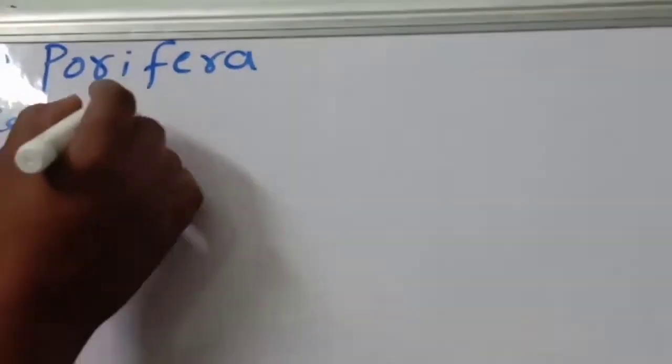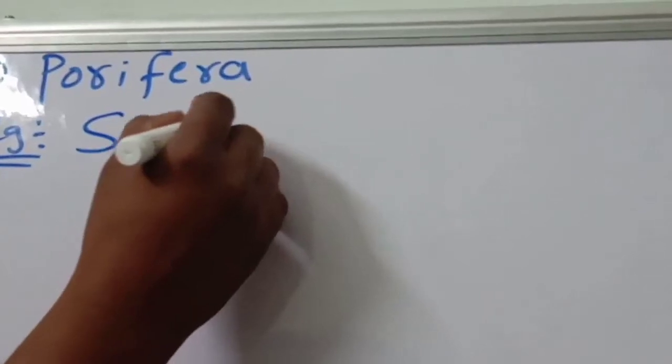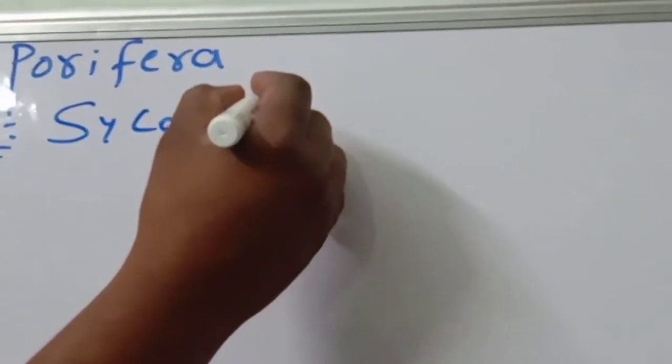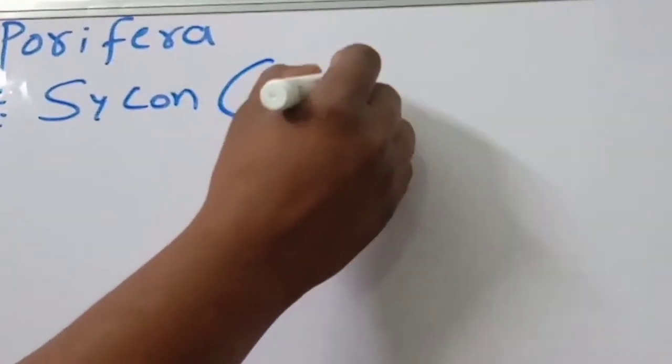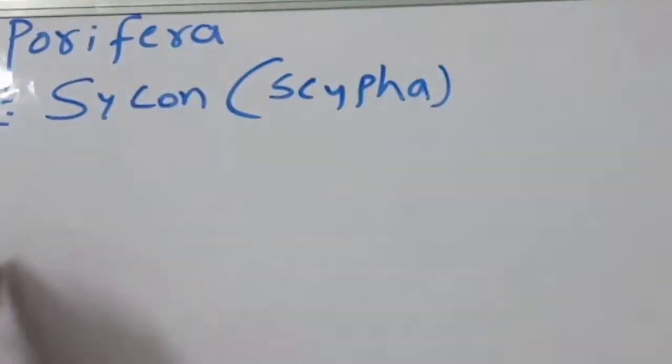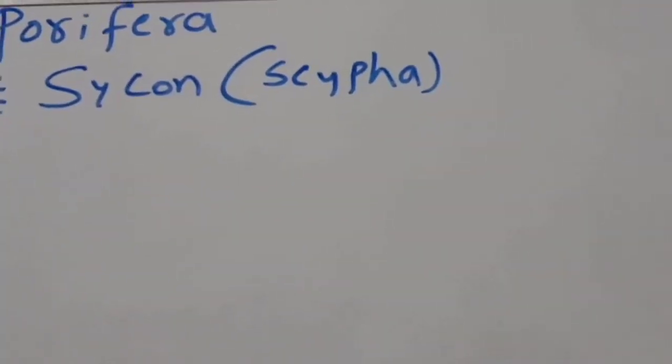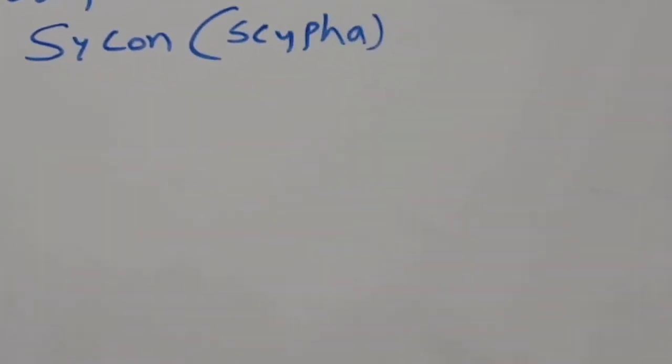Porifera examples. Okay, I am giving. Yesterday I wrote, again I am writing. Scypha, it's a Sycon. Okay, what we called Scypha. Another name is Scypha. The next one is Spongilla.